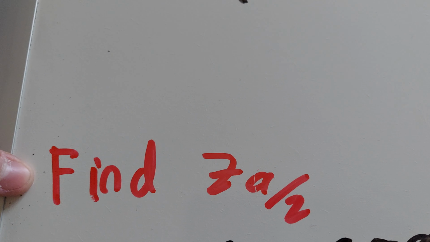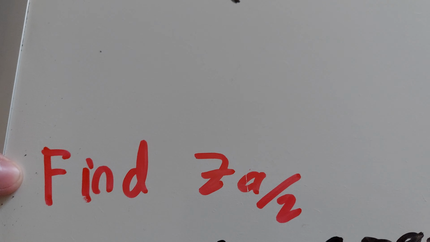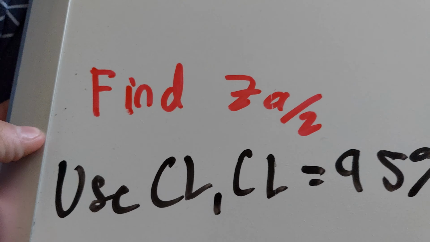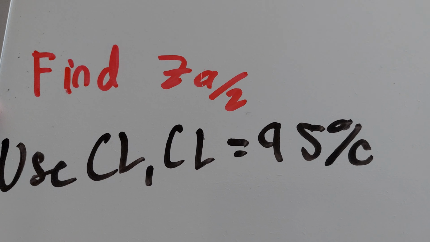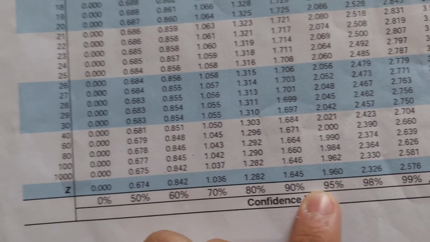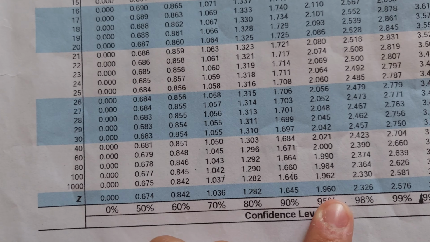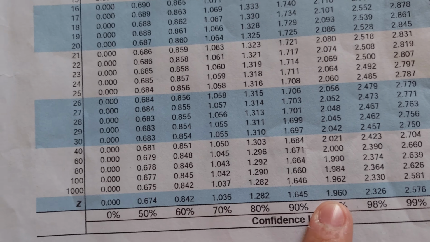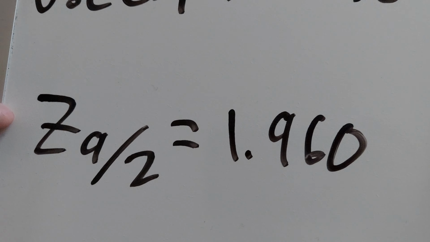Alright, we're going to find Z alpha over 2. To find Z alpha over 2, we're going to be using the confidence level. In this case, the confidence level is 95%. We're going to go over to our T table, down here to 95%, and go up a little bit. And that is going to be our Z alpha over 2, which is 1.960, as shown here.